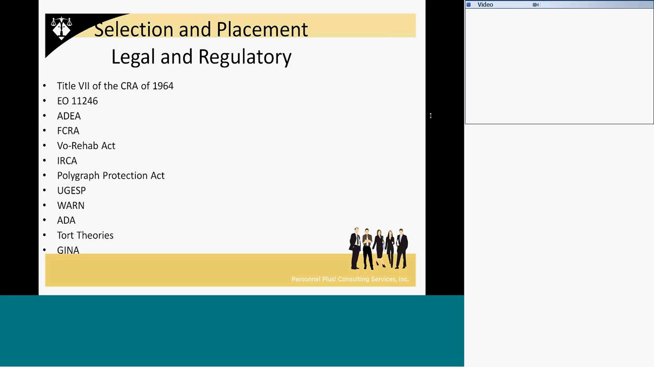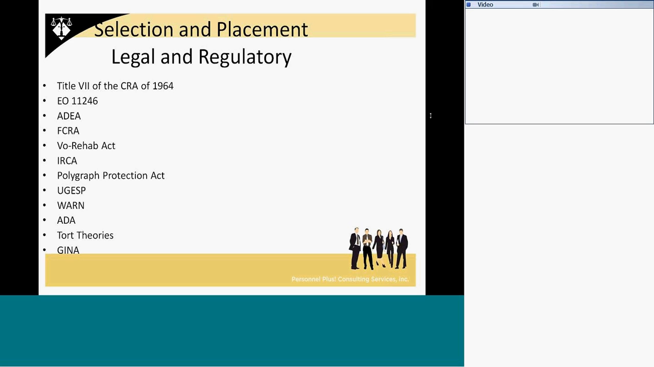The Rehab Act is from 1973, and it's a precursor to the Americans with Disabilities Act, but it only applies, as does Executive Order 11246, to federal contractors. The IRCA is the Immigration Reform and Control Act of 1986.